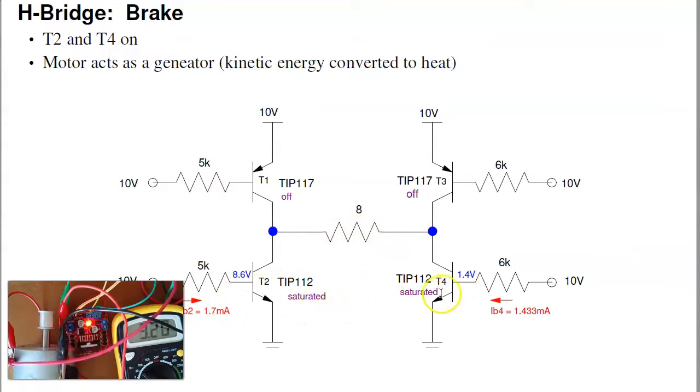To turn on the bottom two, I set both these to 10 volts. That turns on the NPNs. Turn off the PNPs, so these are 10 volts. Make everybody 10 volts, and the transistor turns off, or I go into braking mode.